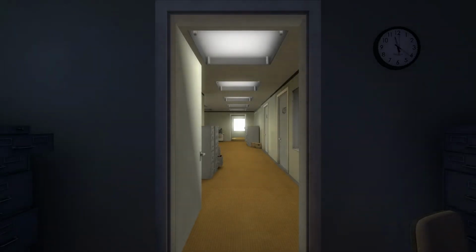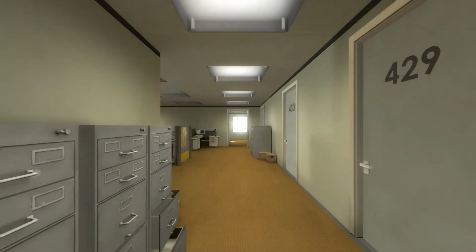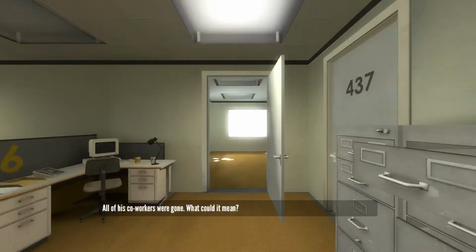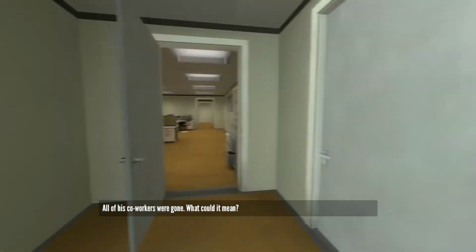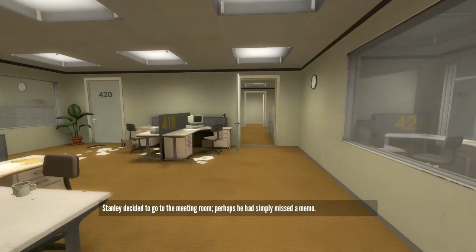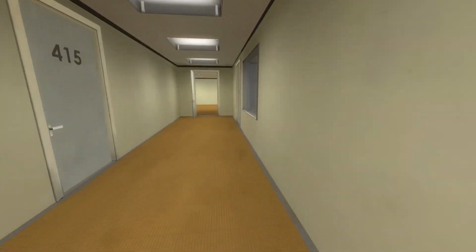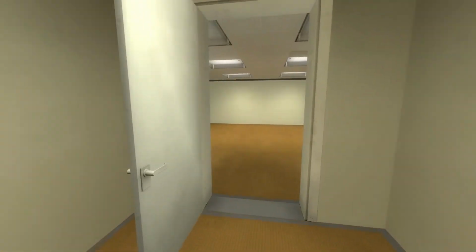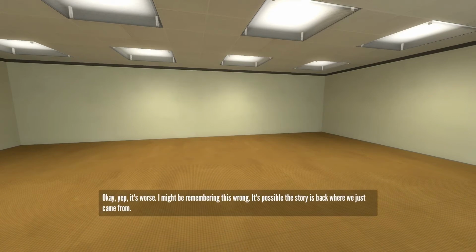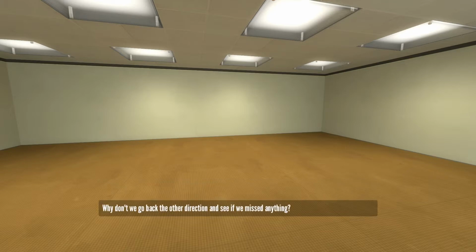Starting again. All of his co-workers were gone. What could it mean? Stanley decided to go to the meeting room. Perhaps he had simply missed a memo. No doors. Okay, yep, it's worse. I might be remembering this wrong. It's possible the story is back where we just came from. Why don't we go back the other direction and see if we missed anything?